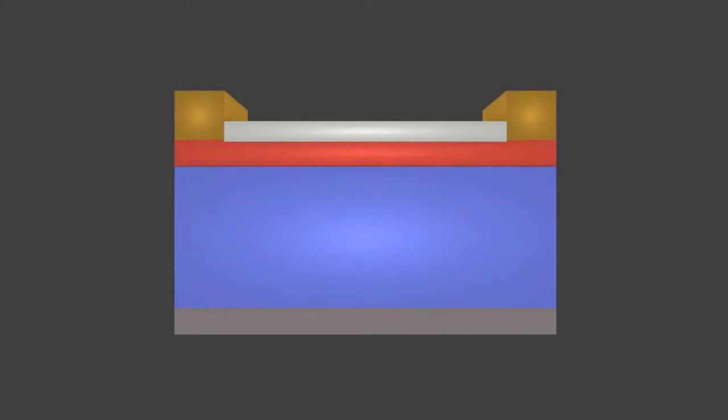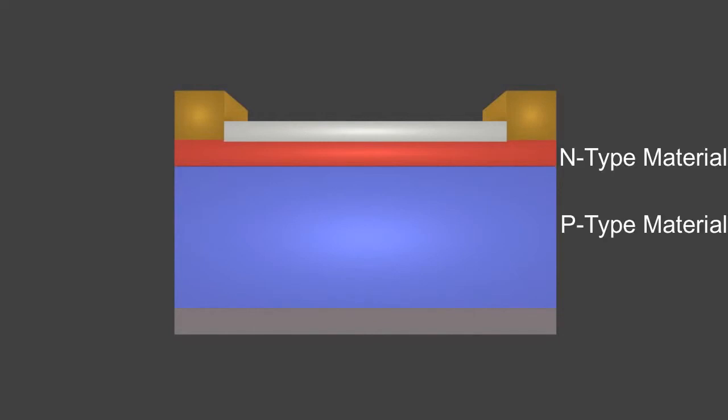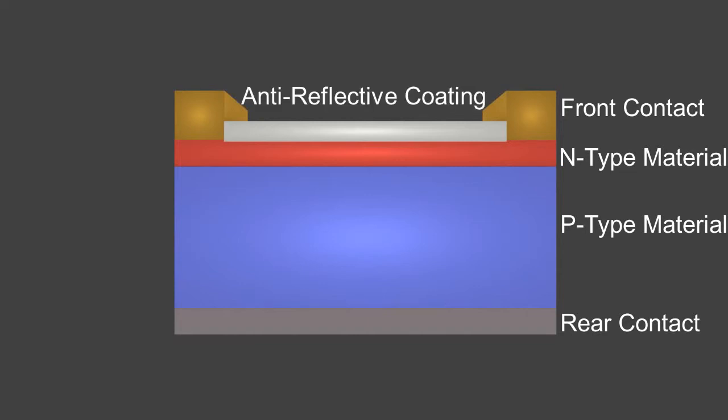This is a basic cross-section of a silicon solar cell. It includes the p-type and n-type materials, which form a p-n junction where voltage is produced, the rear and front contacts for connection of a load, and an anti-reflective coating to allow for the most efficient absorption of sunlight possible. Now let's see the solar cell in action by hooking up a bulb to its contacts.